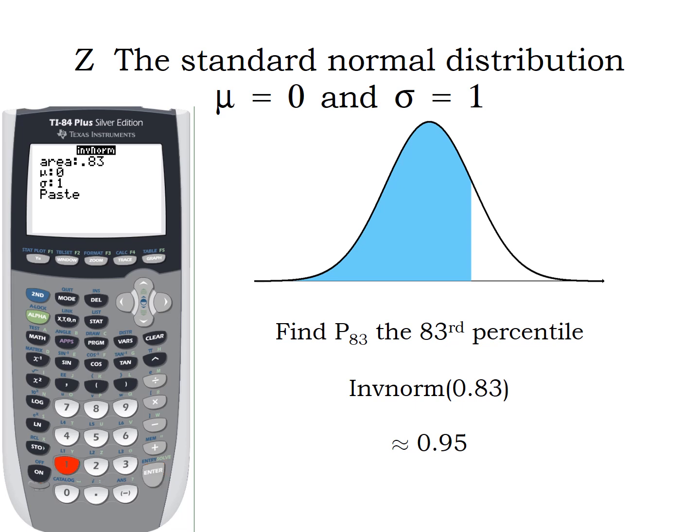Now, if you have the older models, you're not going to see this menu. I'll show you how to handle your calculator in a minute. You're going to go to the same place to get the inverse norm function, but we'll see something a little bit different. Okay, and there we go. Rounded to 2 decimal places, this is 0.95.